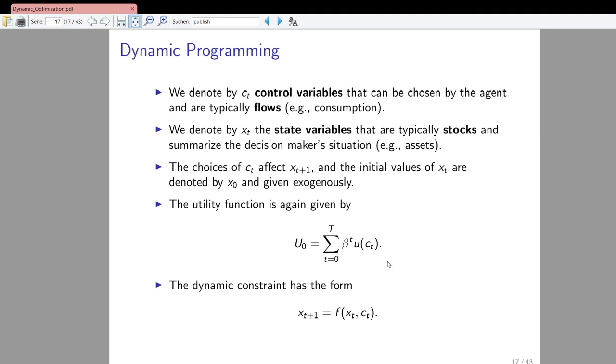Now the utility function is again given by the instantaneous utility function at each point in time, and we take the sum over all the periods for the choices starting at time 0 up to the end of the planning horizon. And the dynamic constraint then links the future state variable to today's level of the state variable and today's choice of the control variable c_t. So that determines the evolution of the state variable over time. It is therefore the dynamic constraint, which will be the flow budget constraint in our formulation.